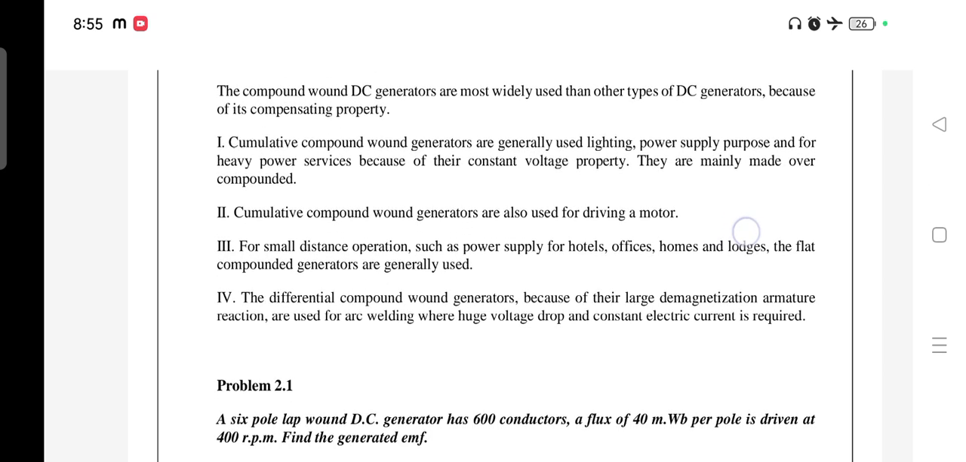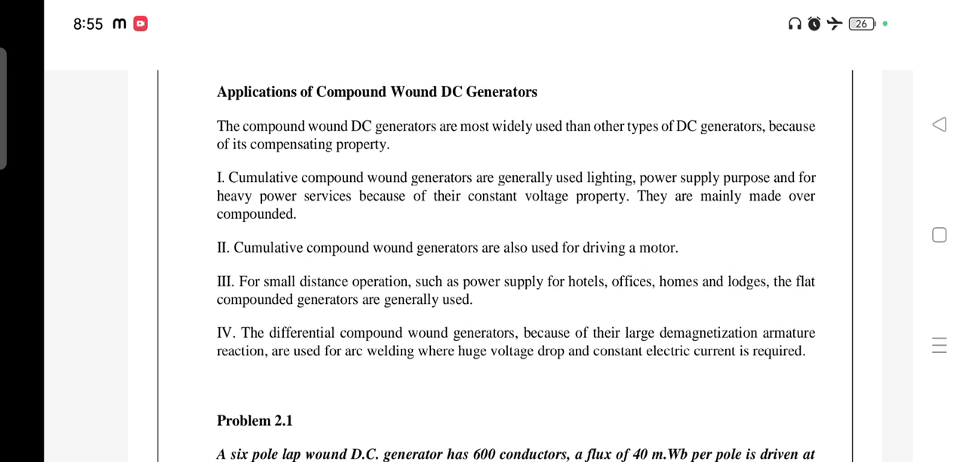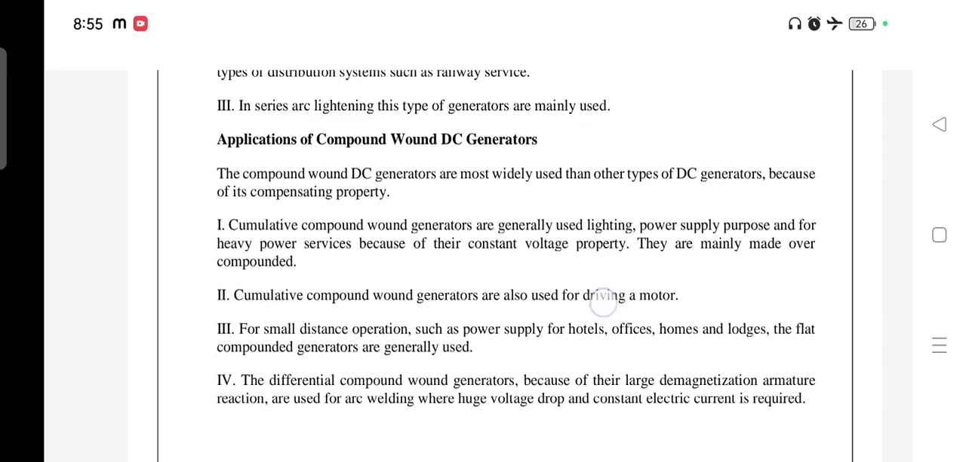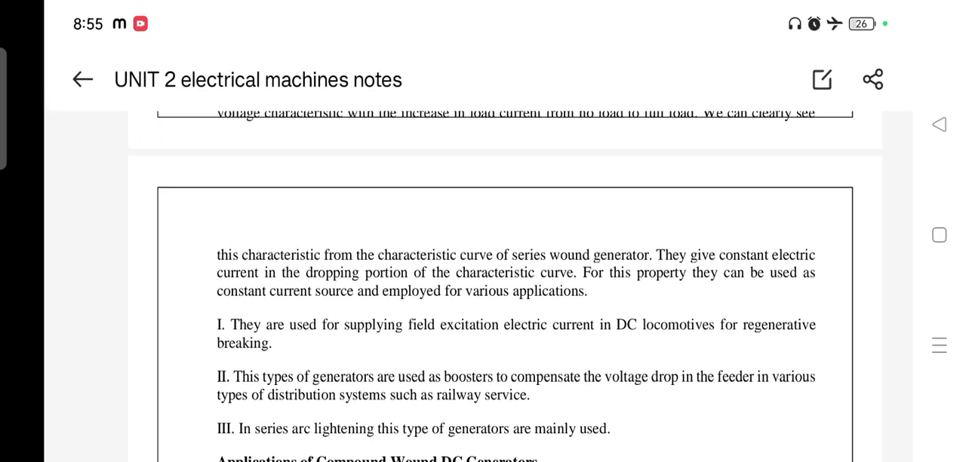And differential compound wound generators are used because of the large demagnetizing armature reaction, and are used for arc welding, where a huge voltage drop and constant electric current are required. Okay, these are all the applications of DC generators.